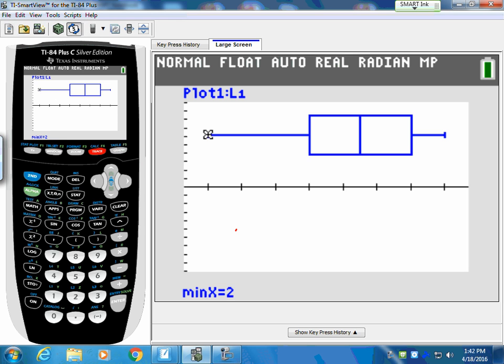And then you can use the trace button to go through and look at any of the values that you would need to describe or talk about. Or if you had to make a box and whisker, here is the image of it, and you would just want to copy this and label the graph appropriately.